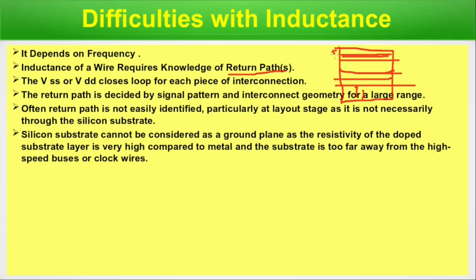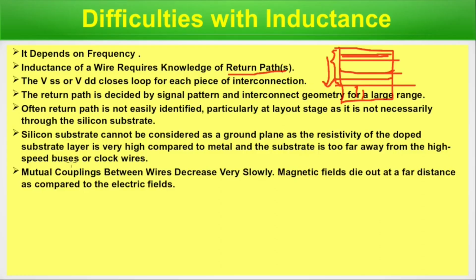So basically, from the top level wires, the substrate is quite far. This is one reason, and another is that the silicon substrate, although lightly doped, still has a resistivity much higher compared to the metal. So it's not a very feasible solution. Mutual coupling between wires decreases very slowly. Magnetic fields die out at a far distance as compared to the electric fields.